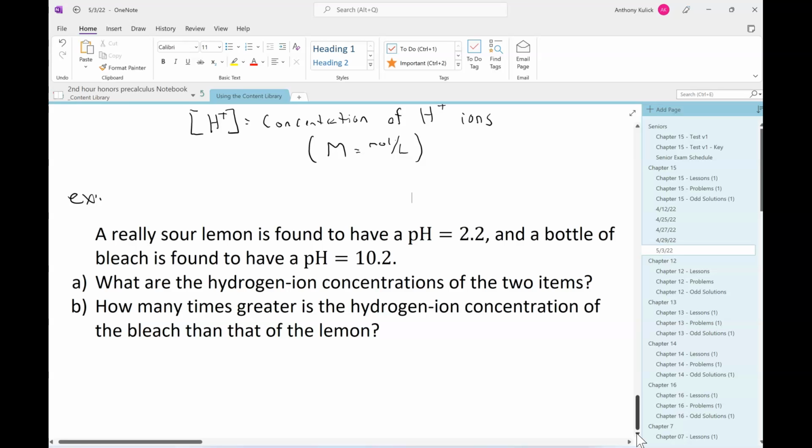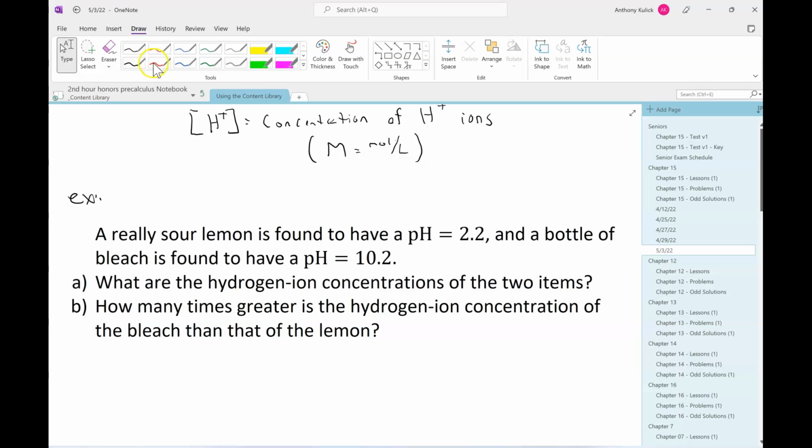All right. So we have the following question here. That's a dangerously acidic lemon. I thought that lemons were like a 6. It's really sour. That's pretty valid. Yeah, it's not just any old lemon.